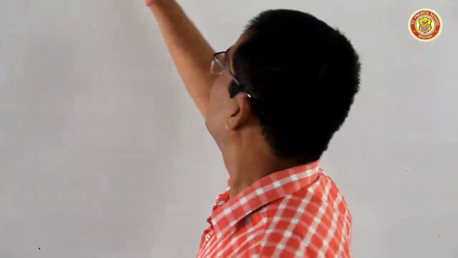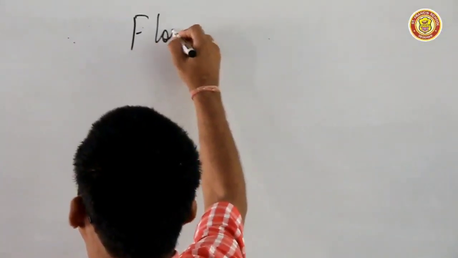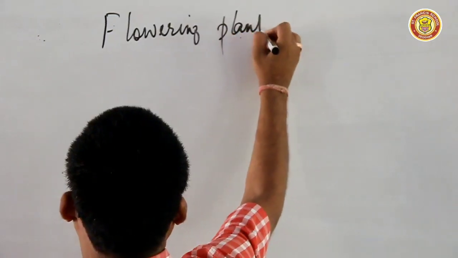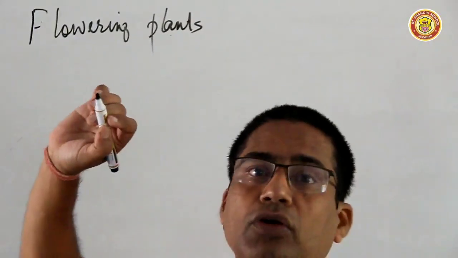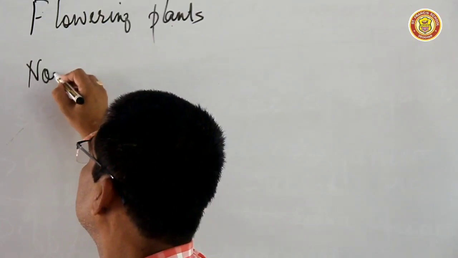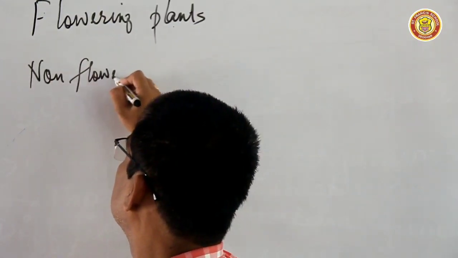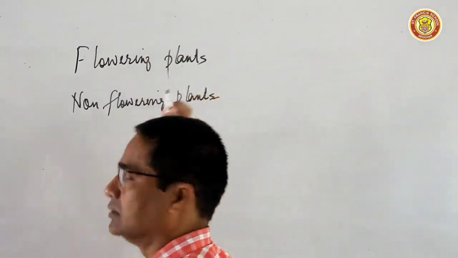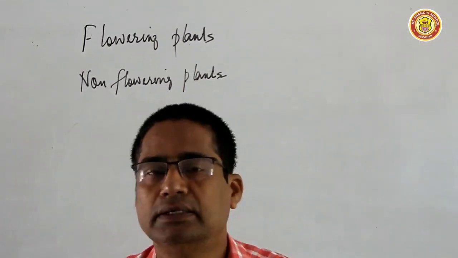One is the flowering plants, and the other is the non-flowering plants. The flowering plants and the non-flowering plants.